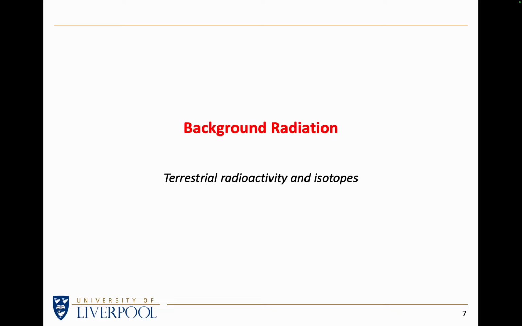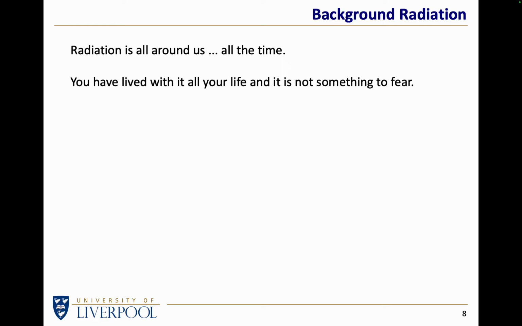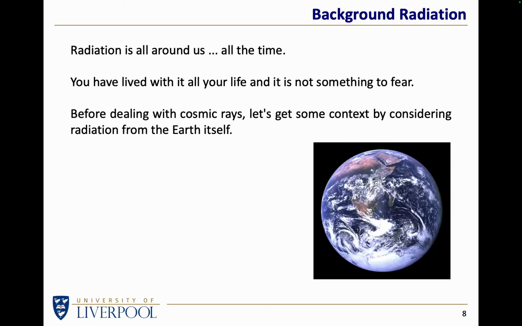So let's have a think about background radiation before we get stuck into cosmic rays. We'll be looking at terrestrial radioactivity, and I'll explain what I mean by different isotopes of different atoms. So radiation is around us all the time. Some people think that radiation is a bit of a scary word, but bear in mind that you've lived with radiation all of your life. And so we're just going to have a think, before we talk about cosmic rays, about this background radiation.